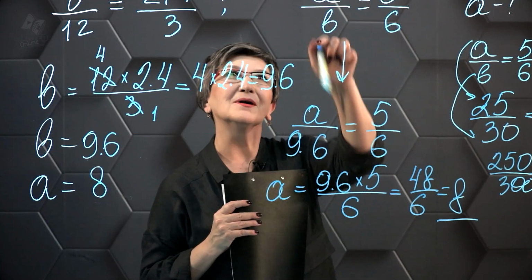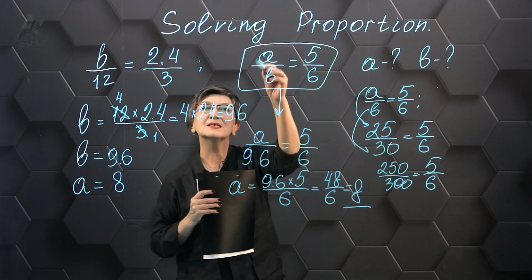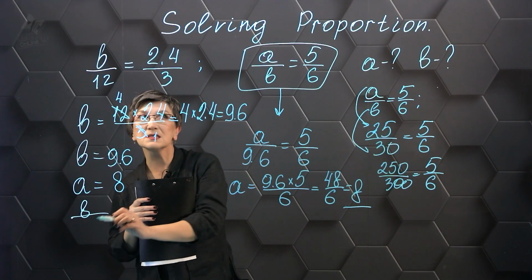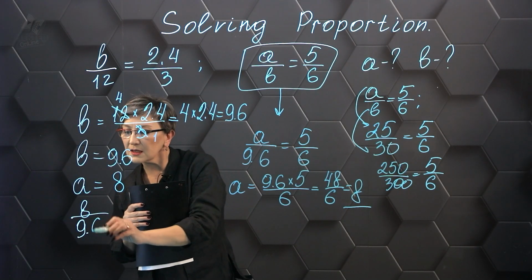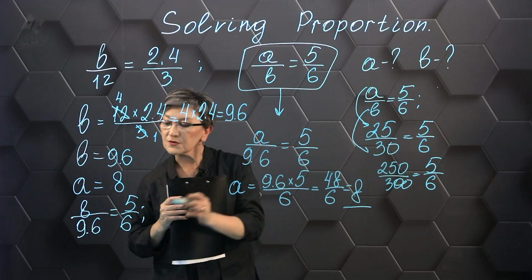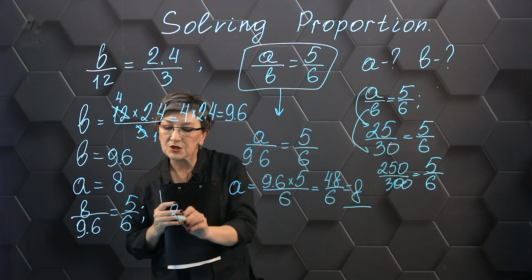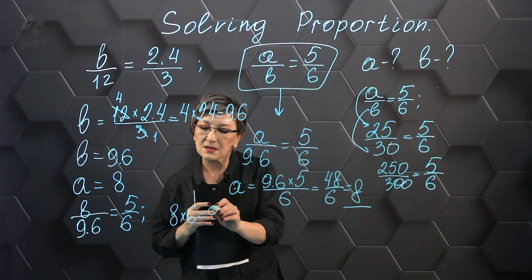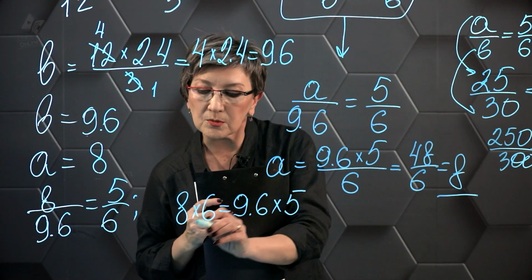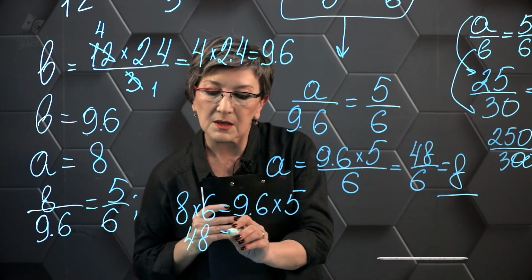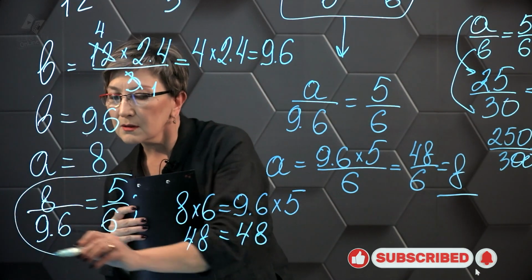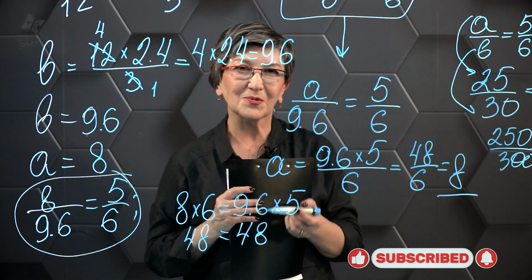Let's check it out. Let's substitute the values of a and b into our proportion. 8 divided by 9.6 equals 5 divided by 6. Using our properties, we multiply 8 times 6 and 9.6 times 5. The result is 8 times 6 is 48 and 9 whole 6/10 times 5 is 48. Thus, this is a proportion.